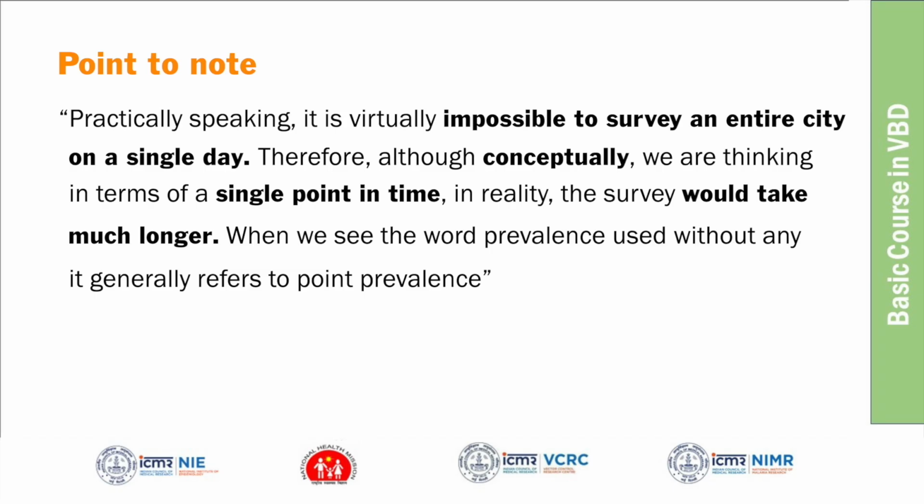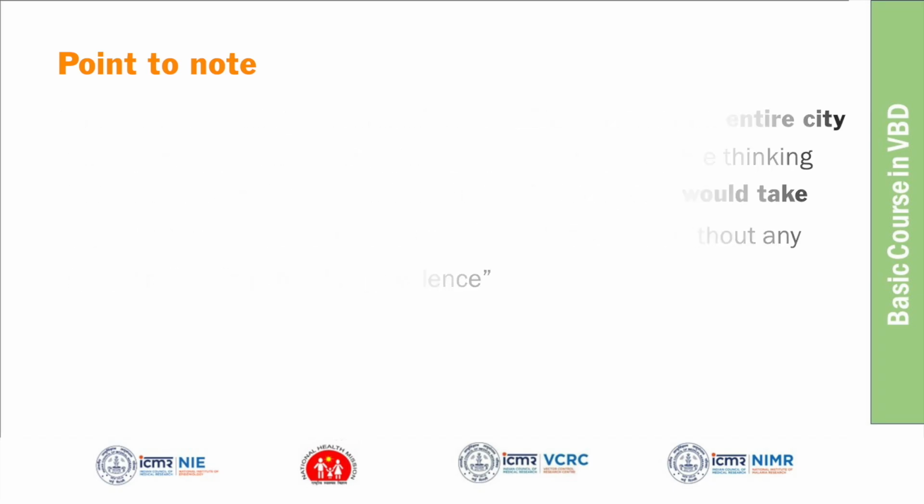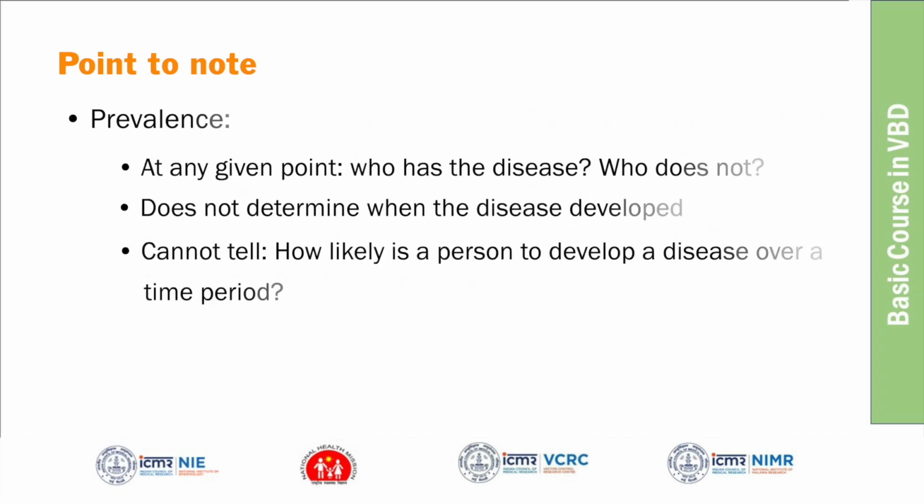Of course, there are some specific places where they may use period prevalence when they have follow-up data, but that usually you will not encounter more often. So whenever somebody says prevalence, they are talking about point prevalence or burden of disease at a given time point. Another thing that you need to note is prevalence answers the question of, at any given time point, what proportion of the population has the disease and what proportion of the population does not have the disease.